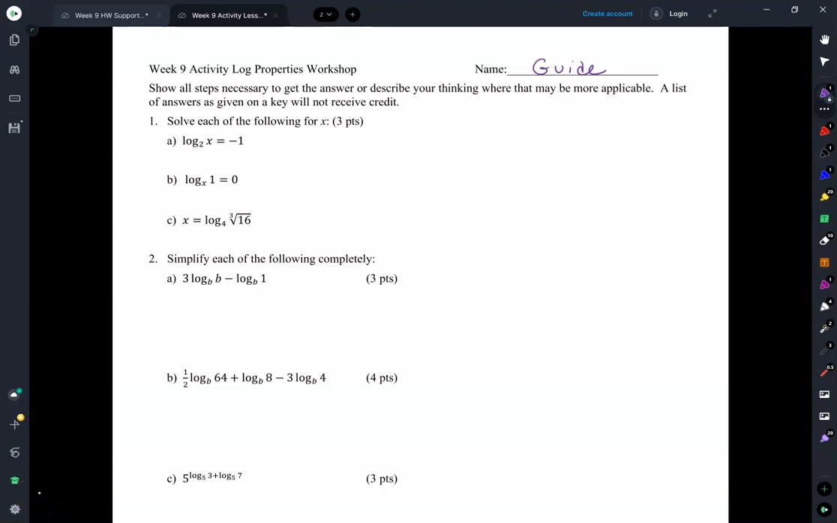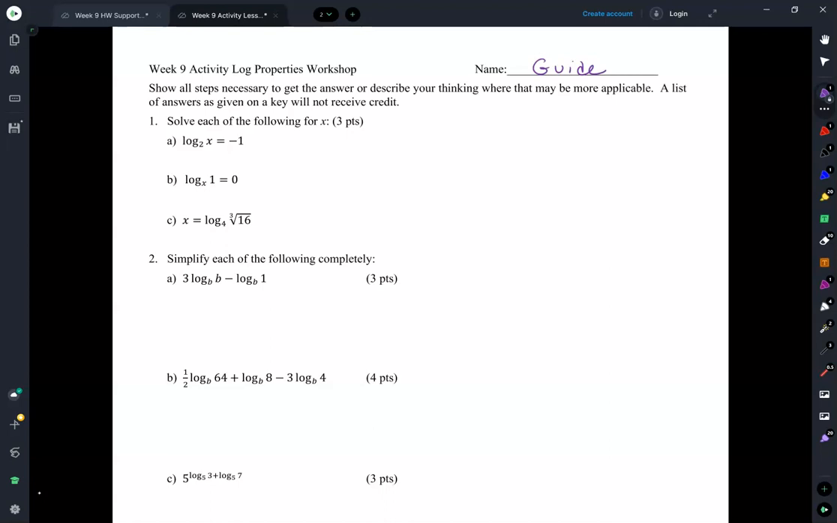In this video, I'm going to give you a little bit of a guide with some tips and instructions for the log properties workshop. You can, of course, just do it on your own and submit, but each problem has some points next to it about how much they're worth. Accuracy will count for some, but mostly I'm looking for effort and if you listed everything out.